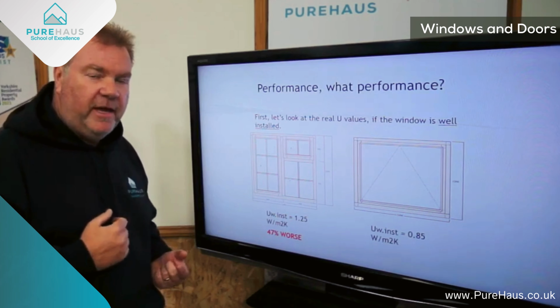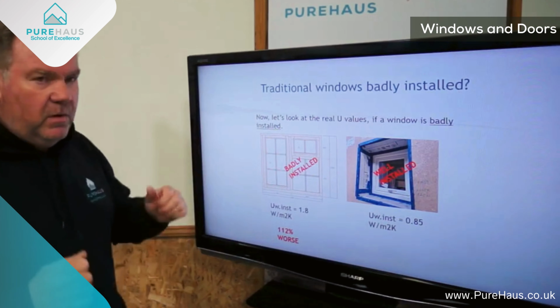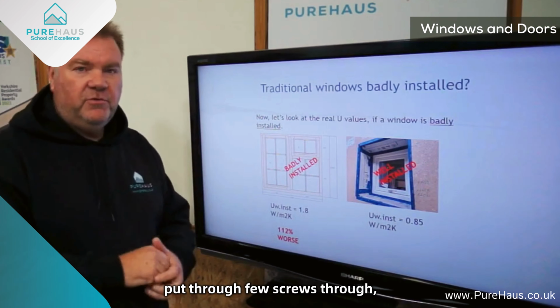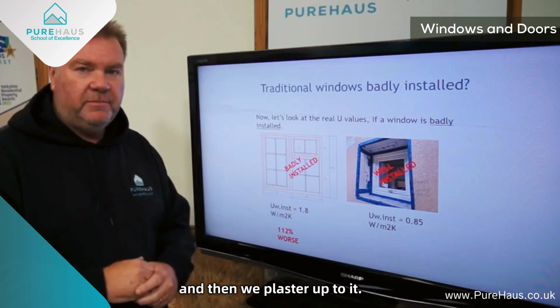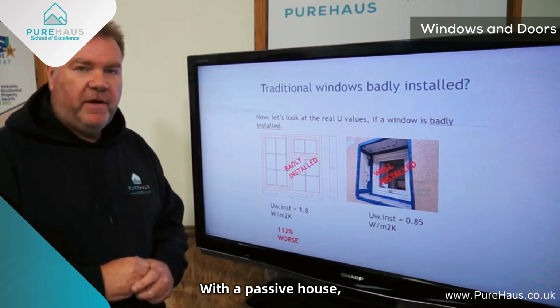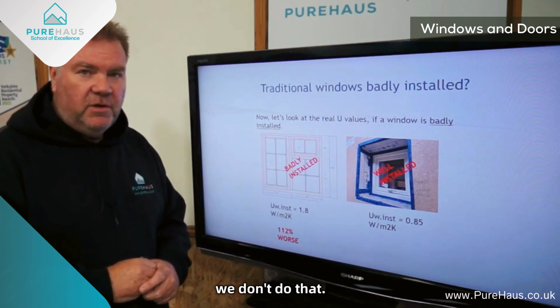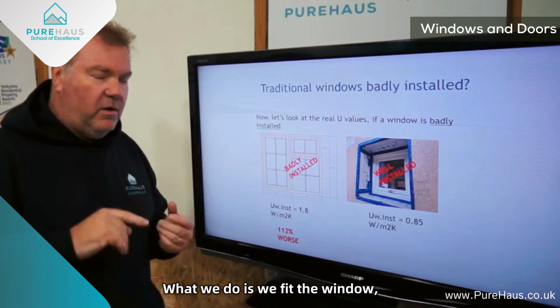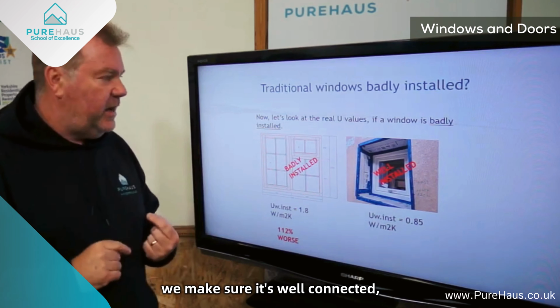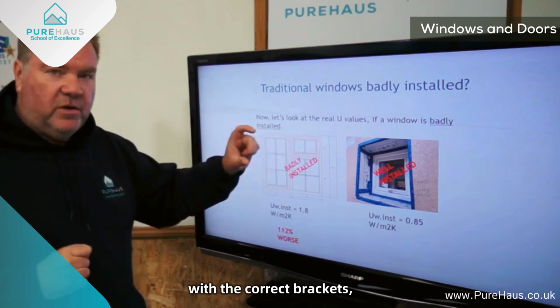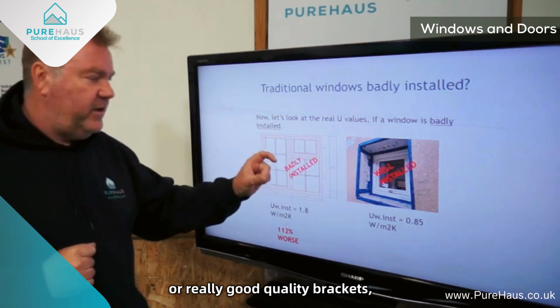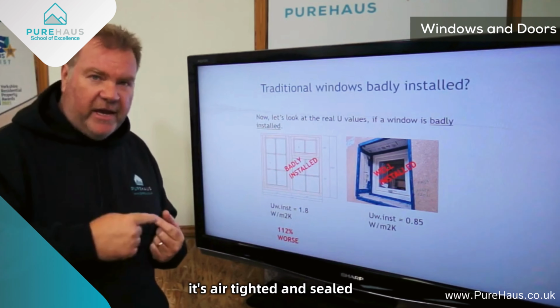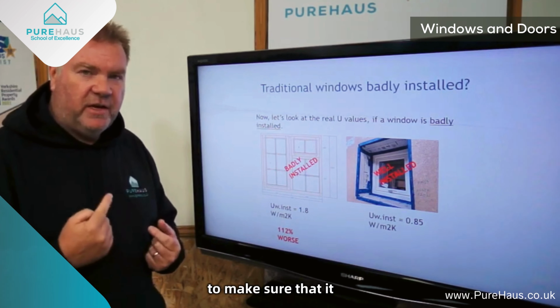Traditionally, windows are badly installed. Basically, we get a window, we put it in, put a few screws through, and then we plaster up to it. With a passive house standard, we don't do that. What we do is we fit the window, we make sure it's well connected, well fixed with the correct brackets or really good quality brackets, and it's airtighted and sealed to make sure that it does its job.